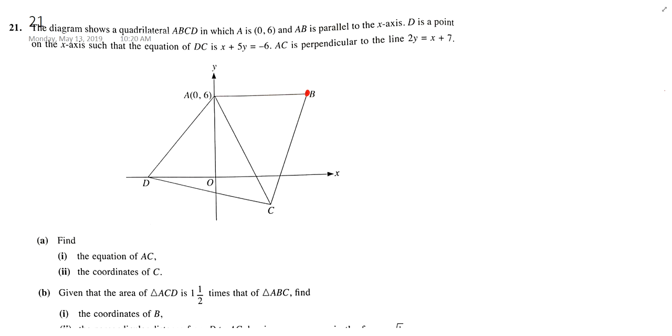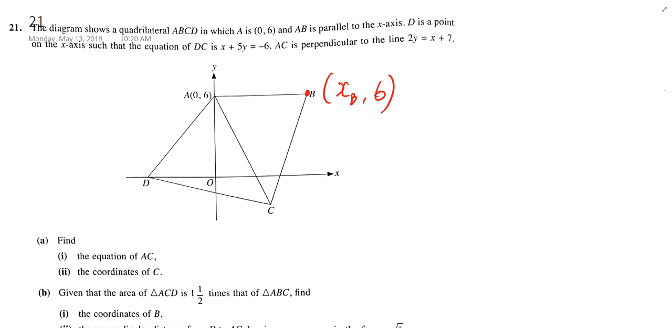If AB is parallel to the x-axis, what can you tell me about the coordinate for B? One of the coordinates. What is one of the coordinates? X or Y? Y equals 6. So B has y coordinate 6. Then they also tell us that D is a point on the x-axis. We've got the equation of DC. AC is perpendicular.